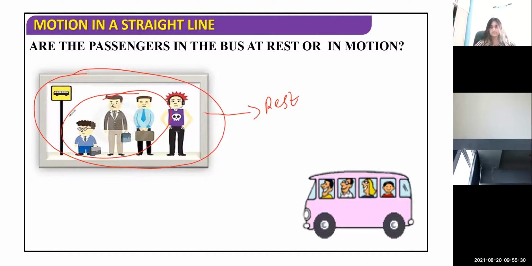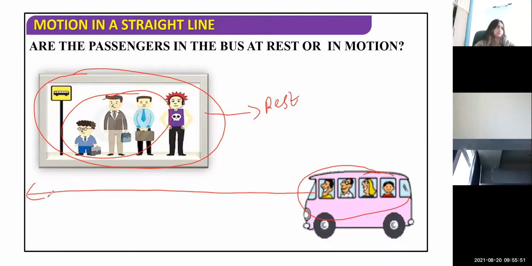But what about the people who are in this bus, the passengers in this bus? What do they see when this bus crosses these people who were standing, waiting for the bus? What will they see? Do they see that the people are at rest or in motion? They see that the people at the bus stop are moving from forward to backward relative to the car. Yeah. Now come to the point. Now, children, come to the point.